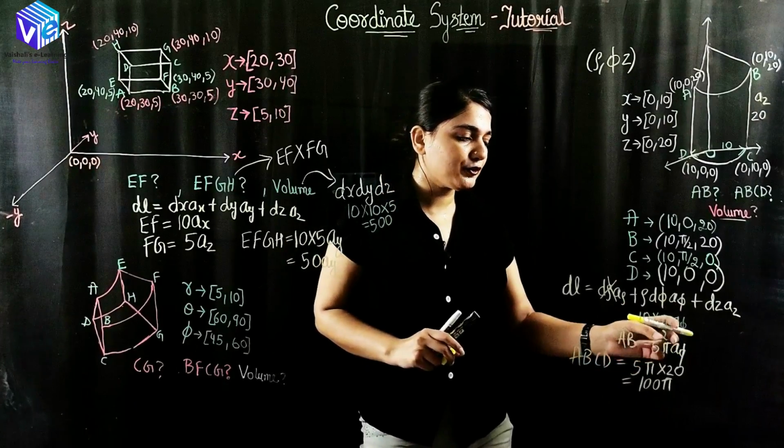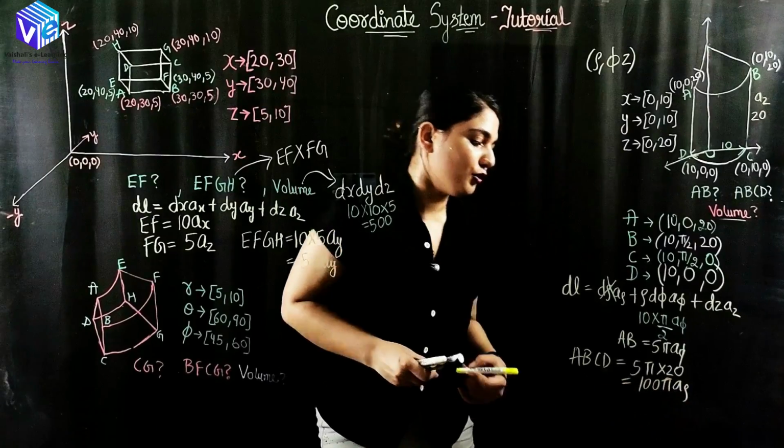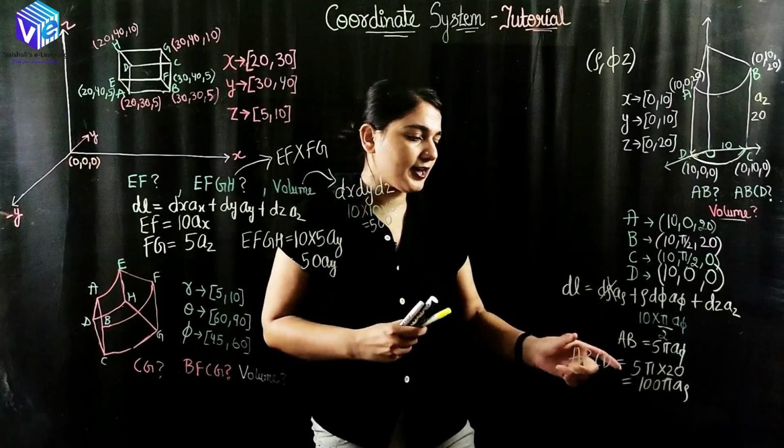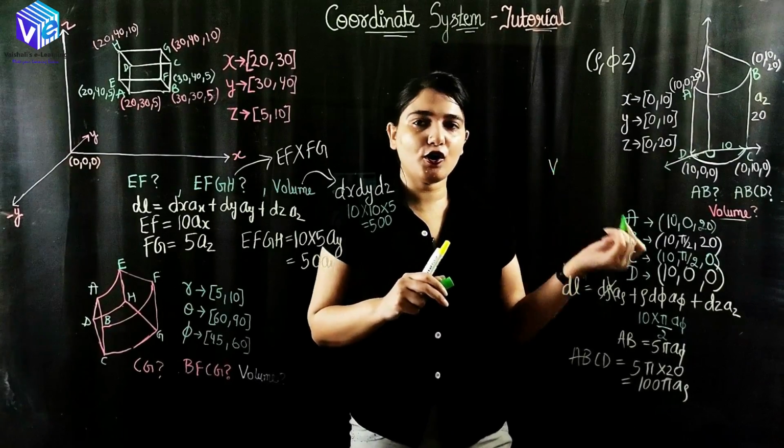So what will be the direction of ABCD? It will be the perpendicular direction from a_phi and a_z. So it will be an arrow. So this is how I can find out ABCD. Now coming to the volume. So volume is the multiplication of all of the coordinates.